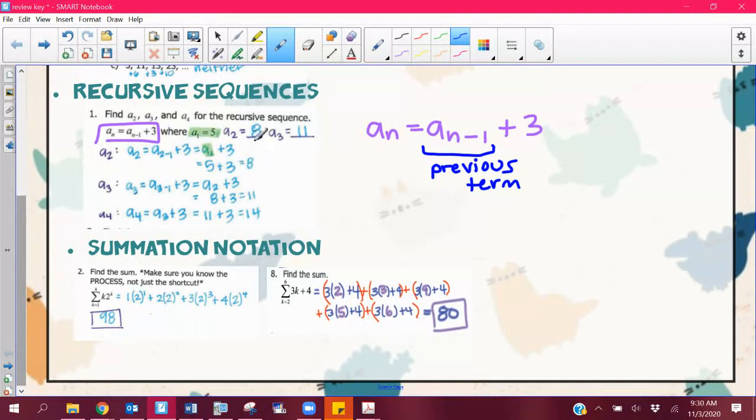So I get 5 plus 3. That's it. Okay, to get the next term, to find the third term, I take the second term and add 3. That's it. Okay, that's all you're doing every single time. You're taking a previous term and doing something with it.